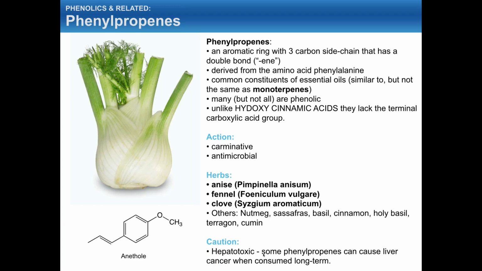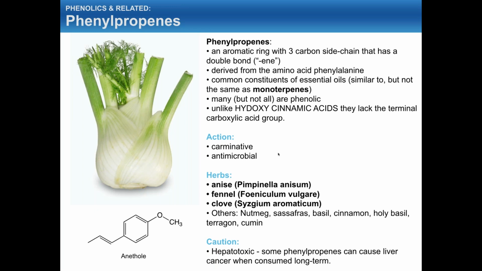I might ask a question like, there's a 10 carbon compound found in an essential oil. Is it A, monoterpenes, B, sesquiterpenes, C, triterpenes? That might be a fair question. I think I want you to know that phenylpropenes are different than monoterpenes, but they're both found in essential oils. I think that's something I want you to know as well. But I'm not going to go into a lot of details.